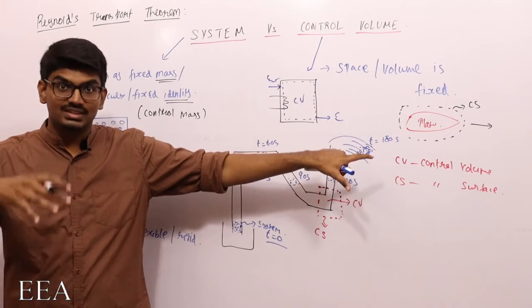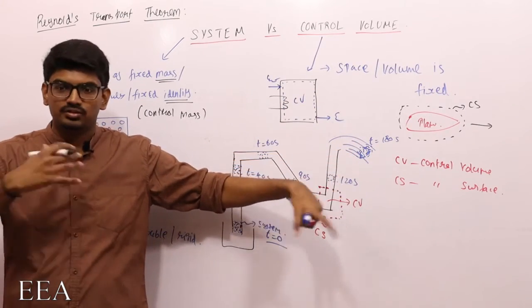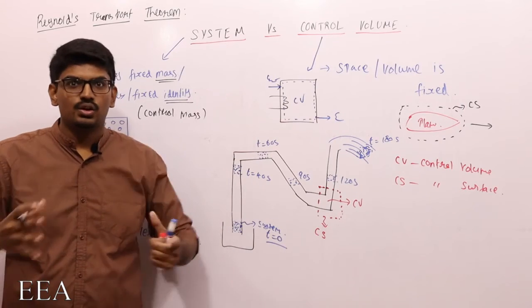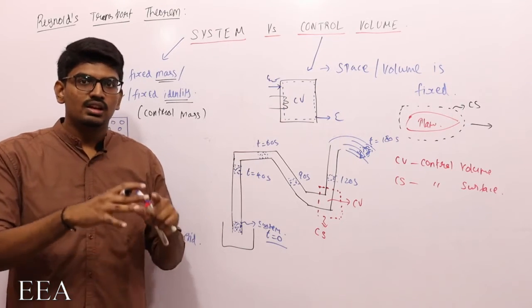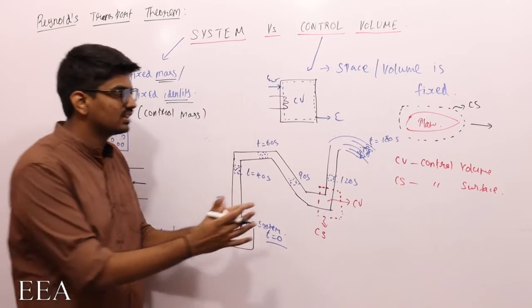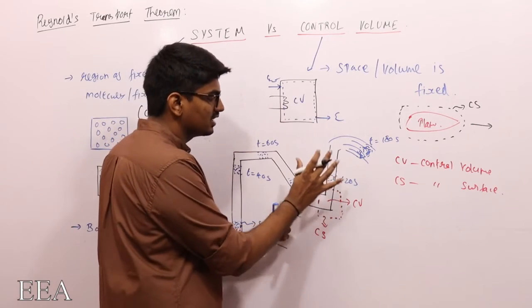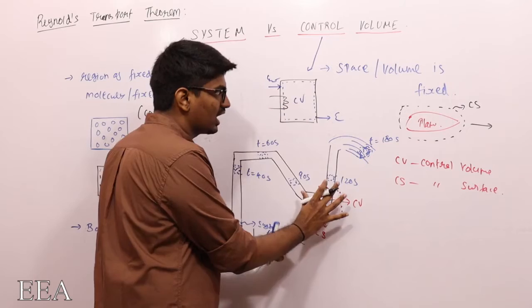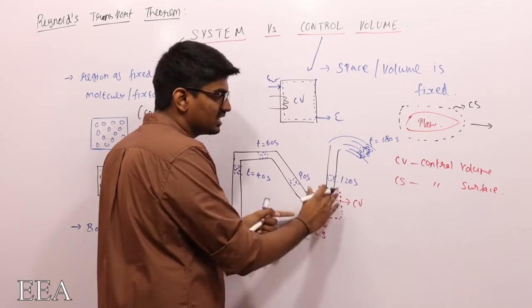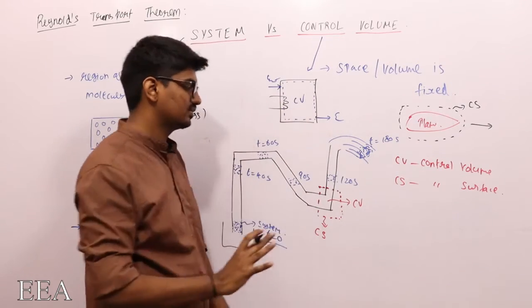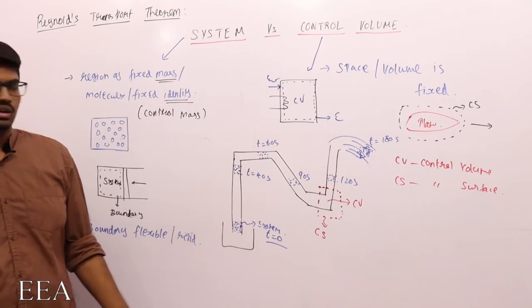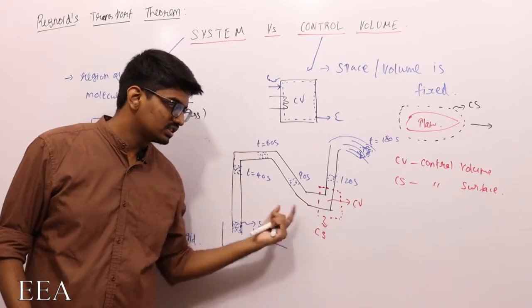But in most cases, especially fluid flow inside a pipe or fluid flowing over something, we will be fixing the position. We will be fixing this space. I will be fixing the space, and whatever is entering, whatever is leaving, I will do my analysis. That is nothing but my control volume. This volume is the control volume, and the surface bounding it is the control surface.